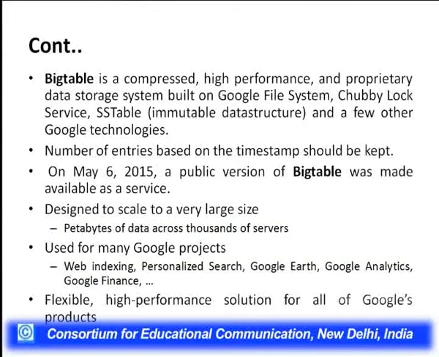We just discussed the Google File System. Now we have Bigtable, which is developed on top of it. It also has other features like the Chubby lock service, then SSTable, which is an immutable data structure. Apart from this, other technologies used by Google are part of Google Bigtable. And since the information should also take care of the chronological order, the order in which events take place, the timestamp of all the information is also maintained in Google Bigtable.